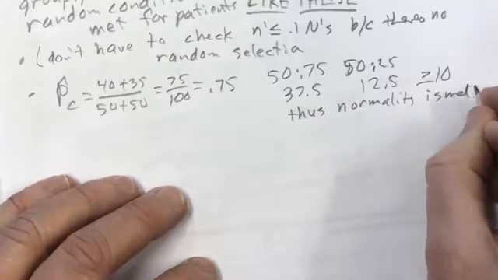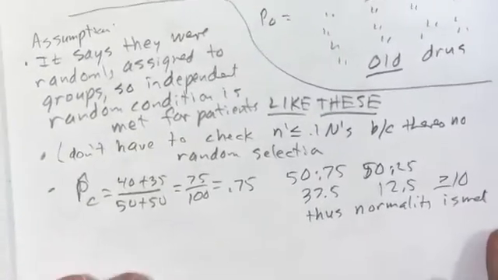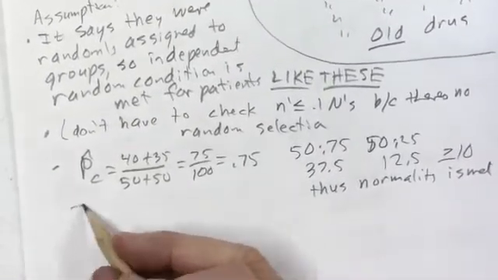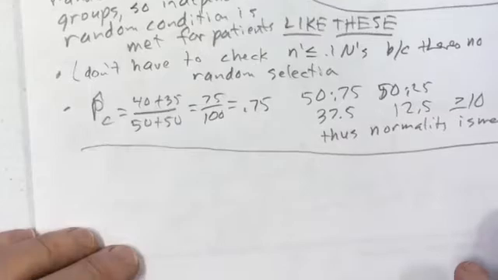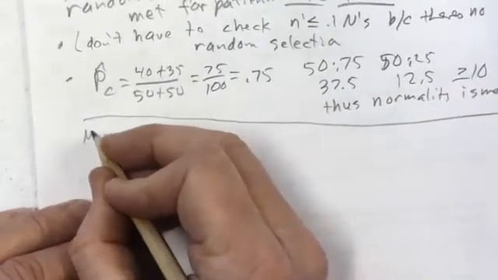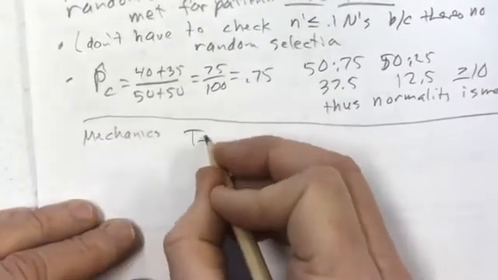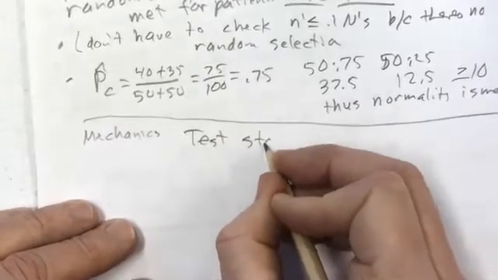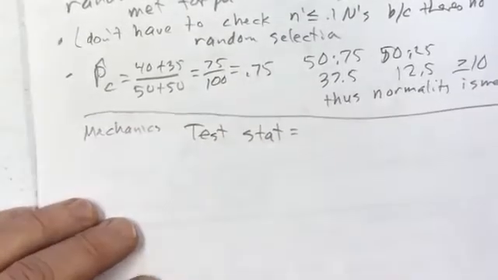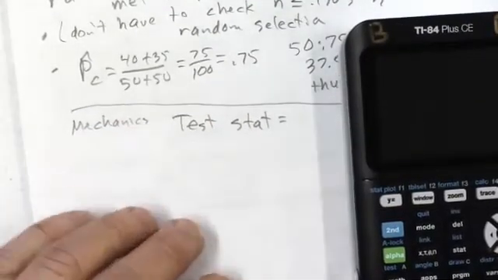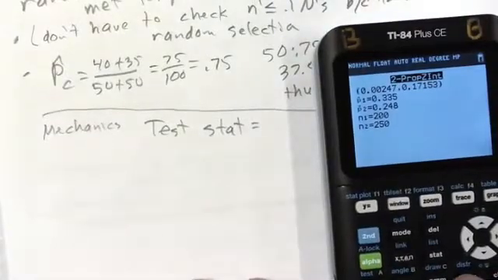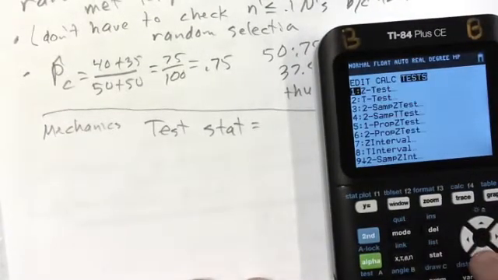There you go. Certainly the most involved part of it is the conditions, the assumptions. Now we do our mechanics, which is our test stat and our p-value. I'm not going to do these by hand. I'll just use the calculator, because that's what you can do. And so here we go. We would say stat tests, and this would be a 2 proportion z-test.